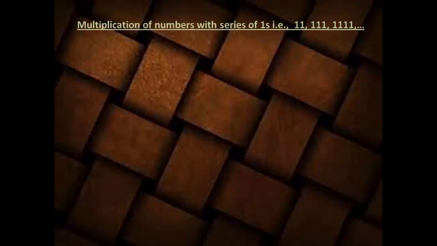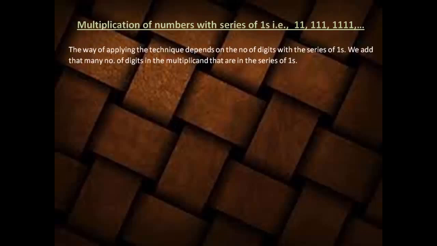Before going to see what the shortcut is, let us have a rough discussion about it. Actually, the shortcut says to add the digits in the multiplicand to get the product. The use of the shortcut depends on the number of ones that are in the series. It means, we just add the digits at a time that are in the multiplicand as many times as there are ones.